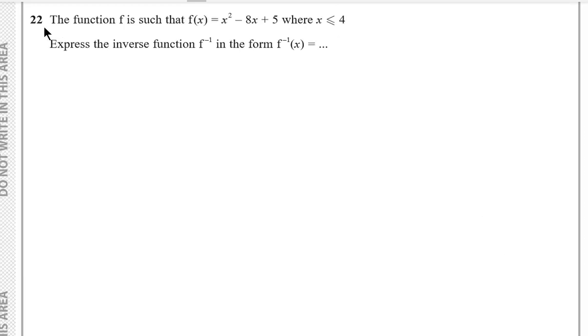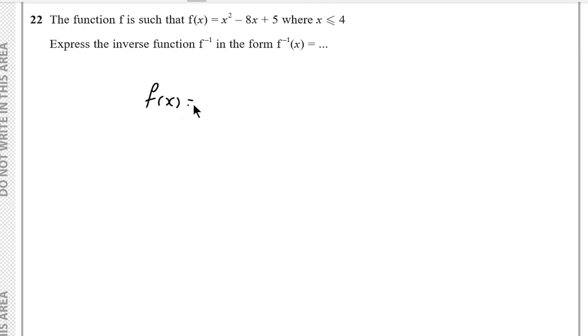22. The function f is such that f of x equals x squared minus 8x plus 5, where x is less than or equal to 4. Express the inverse function f inverse in the form f inverse of x equals. Okay, this is a very interesting question, because we have x squared and x, we must complete the square at first, you know?